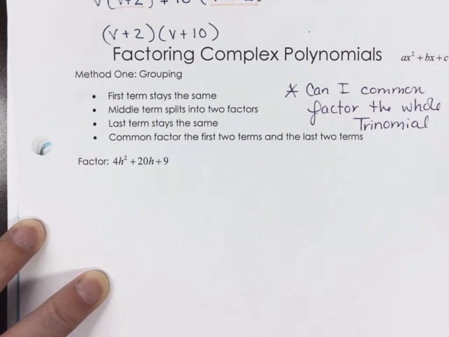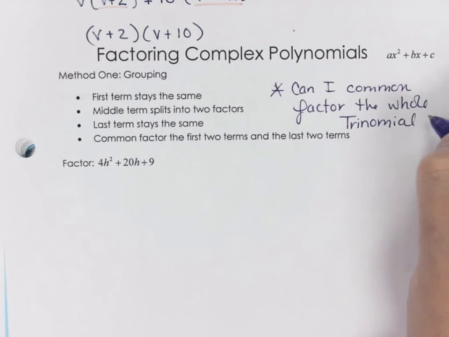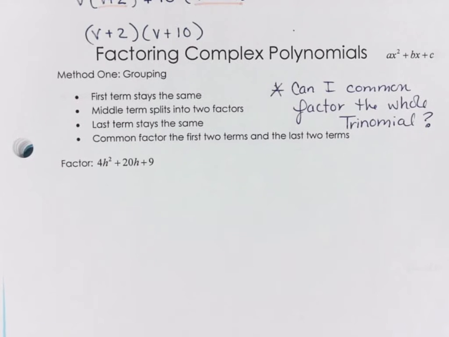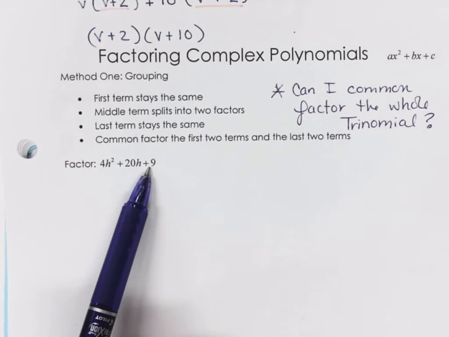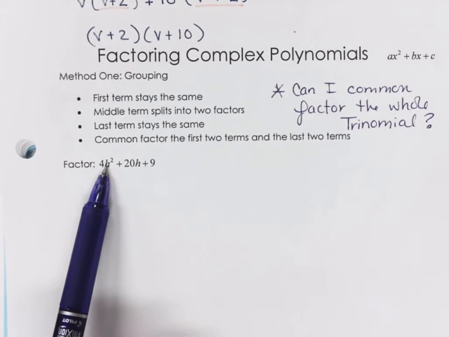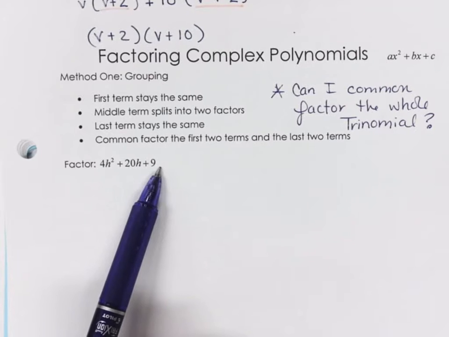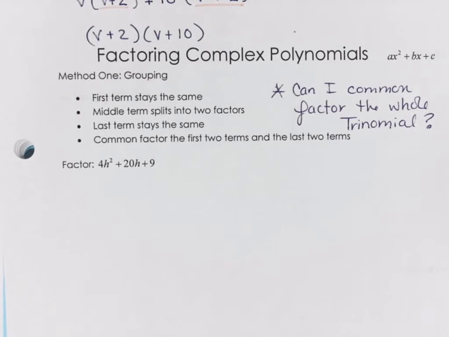And you guys know what a trinomial is, right? Can I common factor the whole trinomial? So something with three terms in it. Is there anything I can take out of this? I could take a 4 out of here and here, but can I take a 4 out of 9? No, I can't. I can take an H out of here and here, but I can't take an H out of there. So there's nothing I can common factor out. Because if you common factor, it makes the numbers a little smaller. But in this case, I cannot common factor.